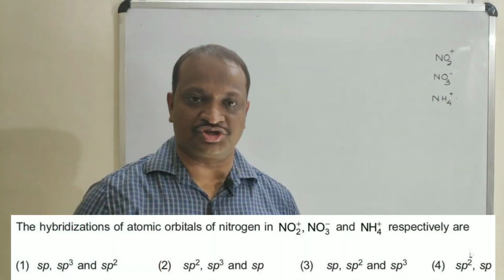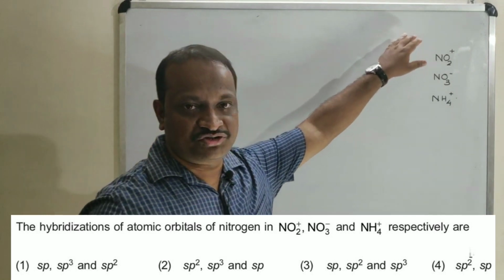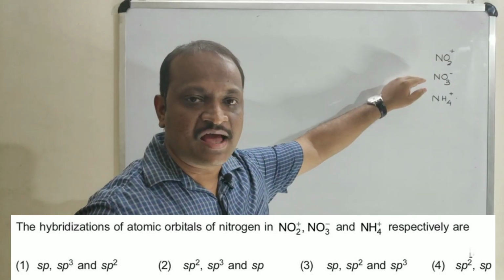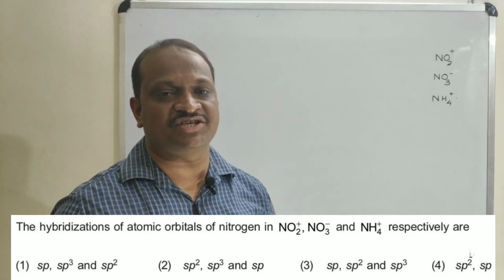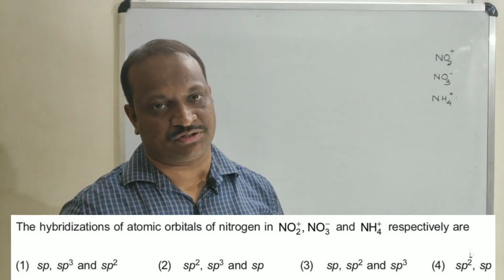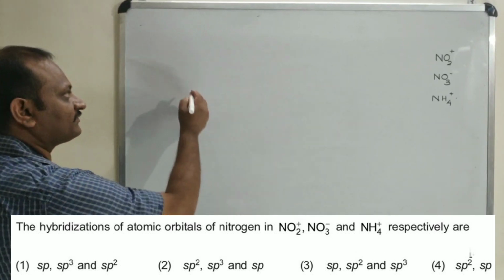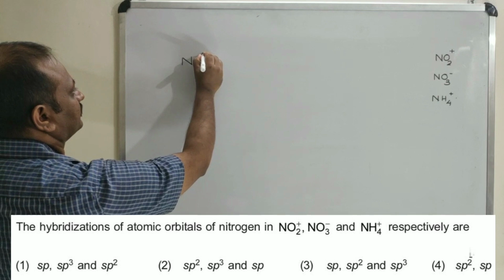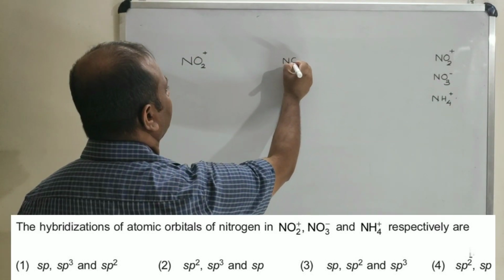So in the second question, what are they asking? We have 3 compounds: NO2 plus, NO3 minus, NH4 plus. What is the hybridization of the central atom nitrogen in all these compounds? So let's see the compounds one by one. First one, we have NO2 plus. Second compound, you have NO3 minus.